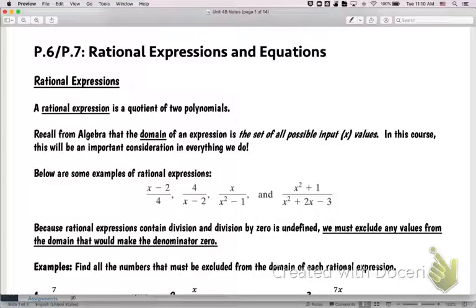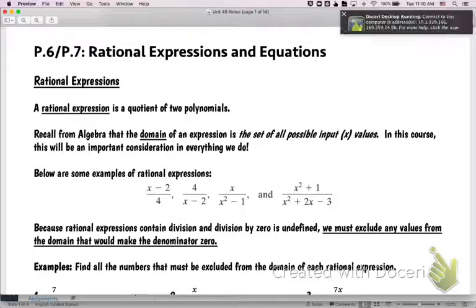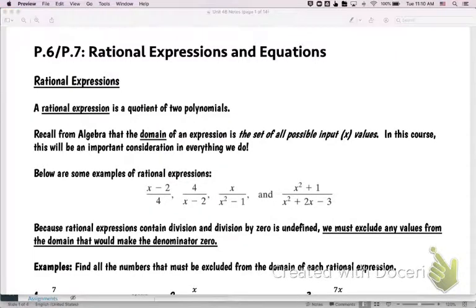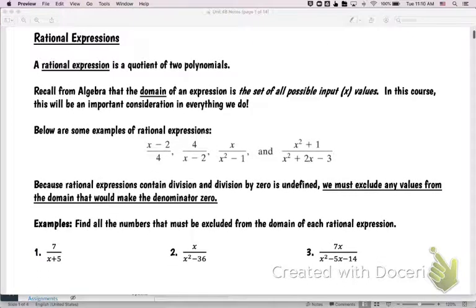We're going to start looking at simplifying rational expressions and solving rational equations. Now, you may have gotten some of this in your Algebra 2 class last year. Kind of depends on how far you got. But a rational expression is going to be a quotient of two polynomials. So some examples are there below.